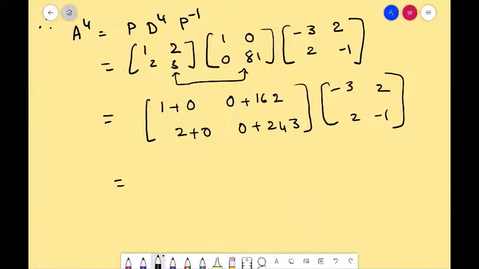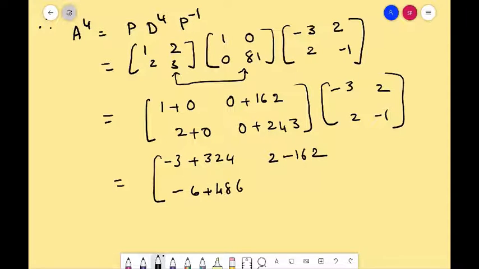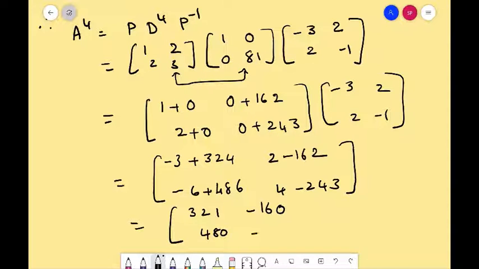So again you multiply these two now. So it is minus 3 plus 324 and then 2 minus 162 and then minus 6 plus 486 and then next one is 4 minus 243, that is equal to 321, minus 160, and then 480, minus 240. This is A power 4. Without knowing A, we just found A power 4.